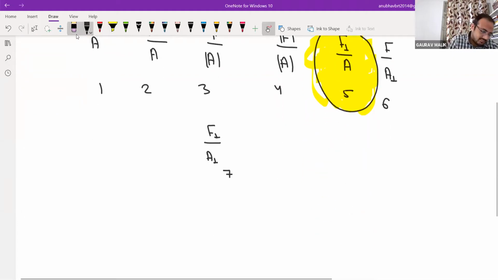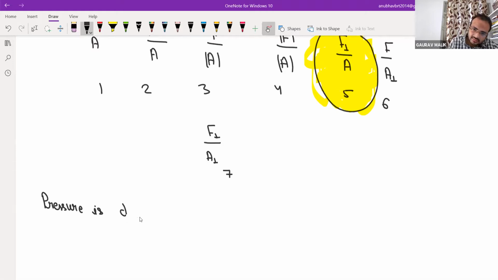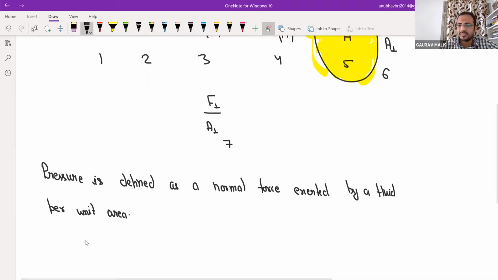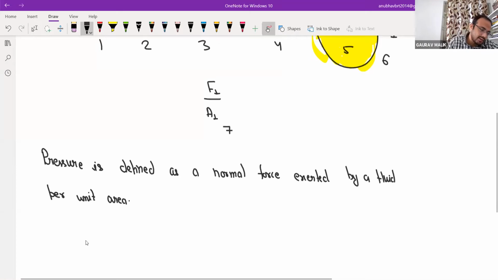So pressure is defined as a normal force exerted by a fluid per unit area. Pressure is a compressive force, not a tensile force. Pressure is compressive in nature. That's why it always acts in a perpendicular manner towards the body.